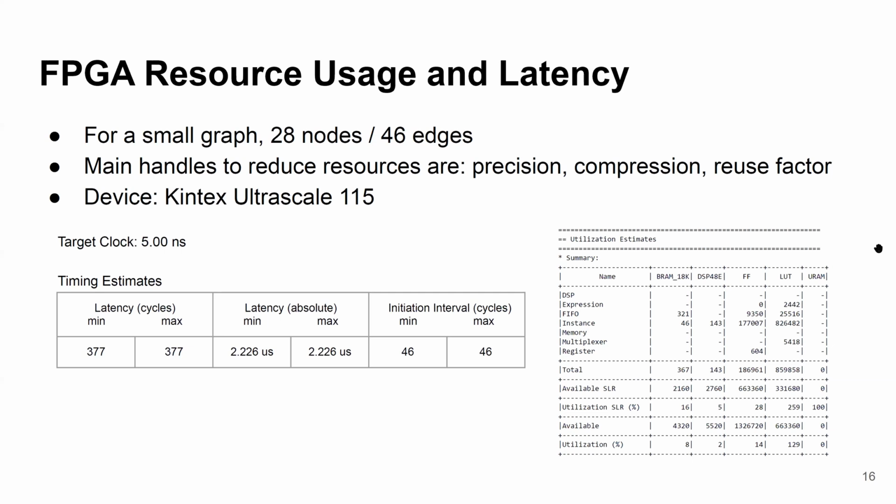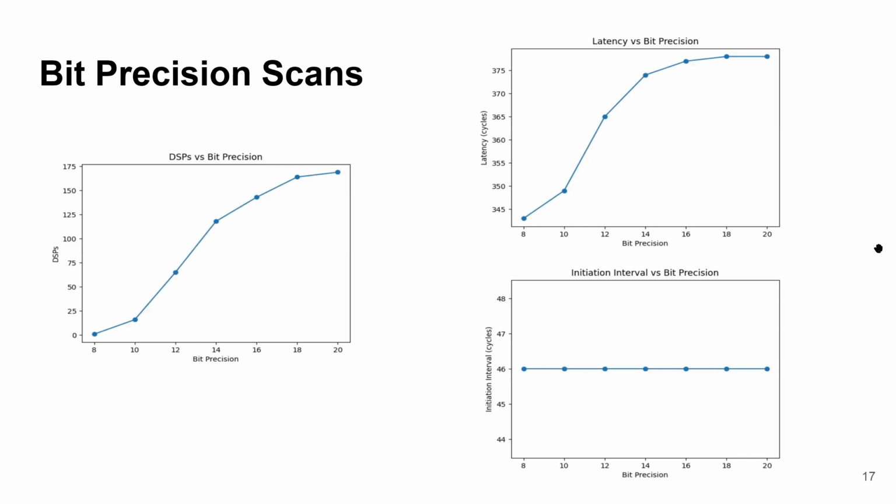Of course, synthesis tests drastically overestimate these resource utilizations, so we would expect that in an actual FPGA application, they would decrease drastically. We have some scans here of the DSP utilization, latency, and II versus bit precision. The trick is to find a bit precision that is good for the actual model performance, but also doesn't cause excessive utilization of resources and slow down the program.